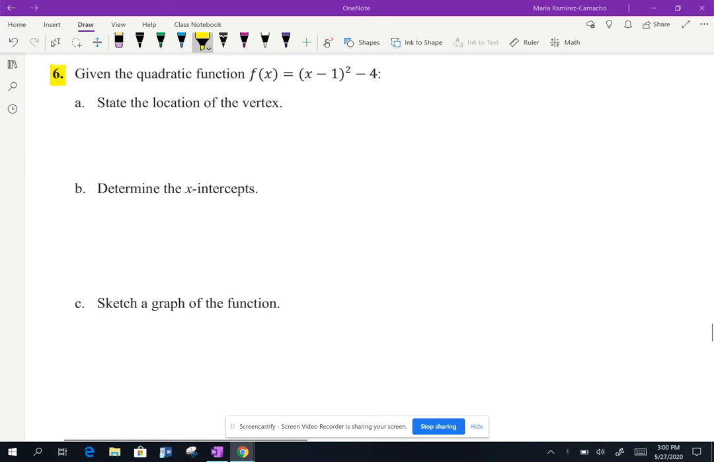Number 6, given the quadratic function f of x equals (x minus 1) squared minus 4, part A says state the location of the vertex, part B says determine the x-intercepts, and part C says sketch a graph of the function. So the nice thing about having a quadratic equation in vertex form, and we went over this briefly in one of our lessons, I can't remember which one it is, but when you have an equation that's in vertex form, you can pull your vertex from the equation.